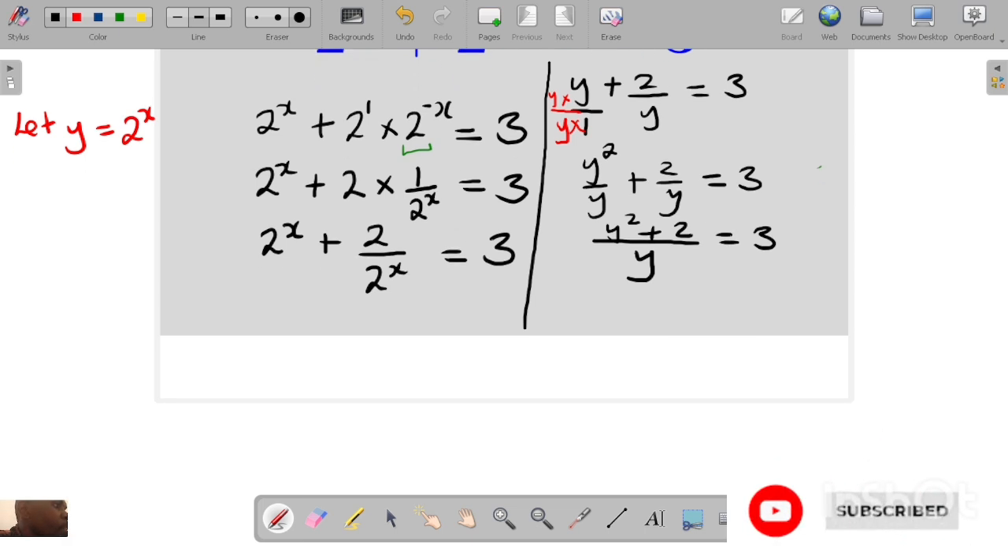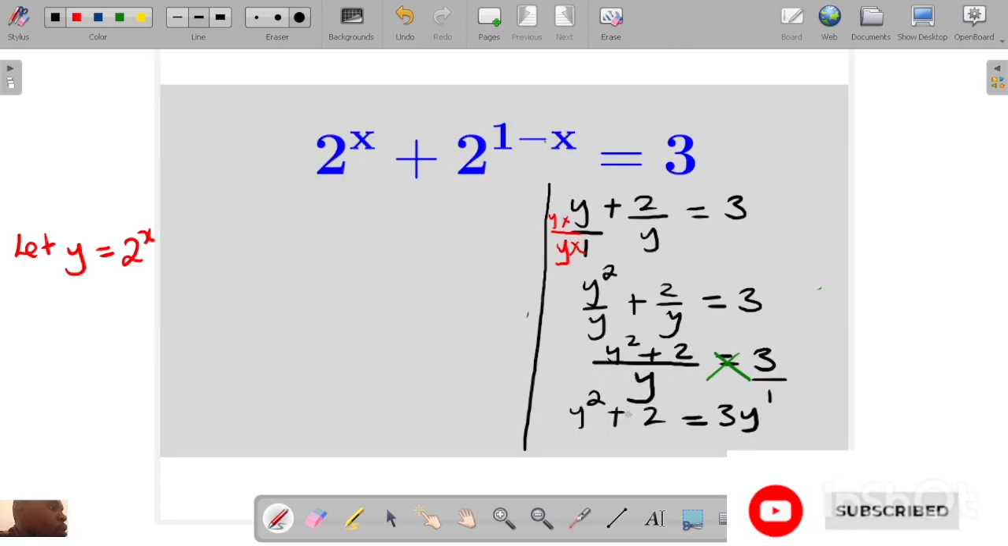All right. So at this stage, you can cross multiply. This is over 1. Then cross multiply, and then what we're going to have is 1 times this, we're going to have y squared plus 2 is equal to 3y. So now, solving this, I'm going to solve it from here because of space.